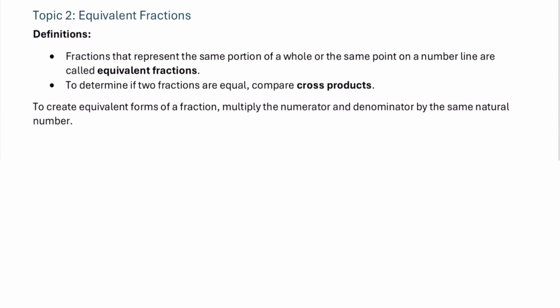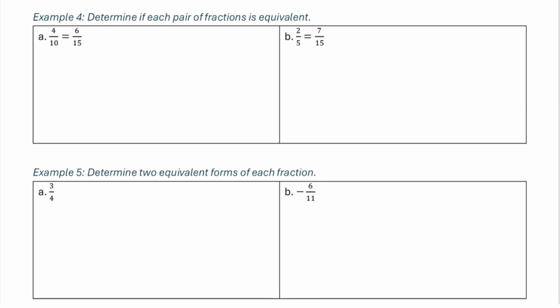Fractions that represent the same portion of a whole or the same point on a number line are called equivalent fractions. To determine if two fractions are equal or equivalent, we compare using cross products. And later, when we're creating equivalent forms of a fraction, we multiply the numerator and denominator by the same natural number. Determine if each pair of fractions is equivalent.